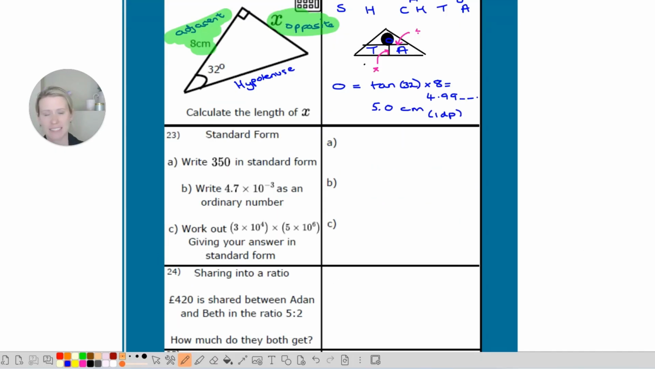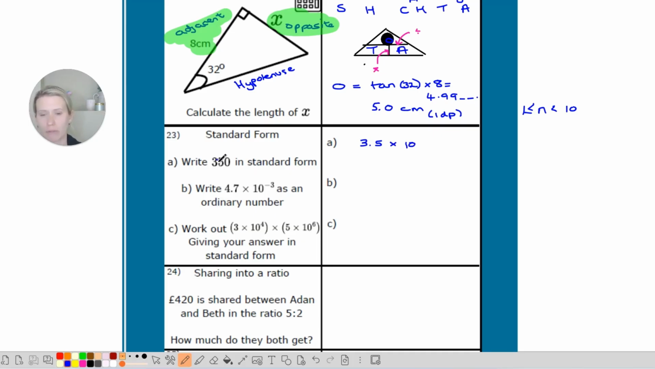Okay, finally then, standard form. A number in standard form is greater than or equal to 1 but less than 10, and we multiply it by 10 to a power. So 350 in standard form is going to have to be 3.5. That's the only way I can make a number between 1 and 10. So it's 3.5. And what have I got to multiply it by? What power of 10 to get it back to the original number, to get it back to 350?